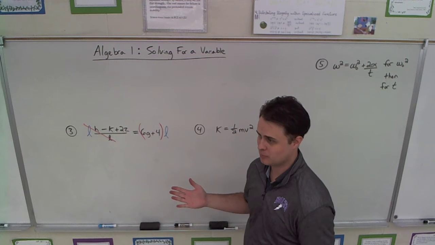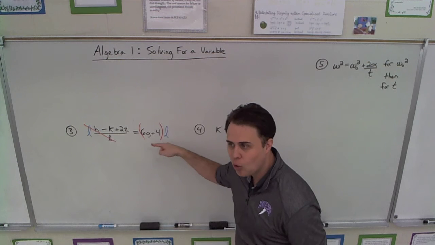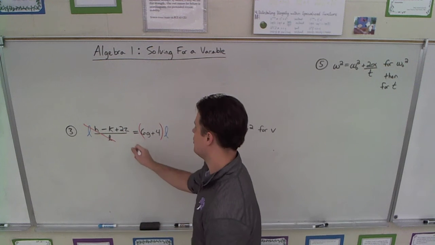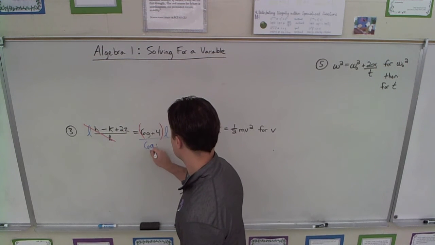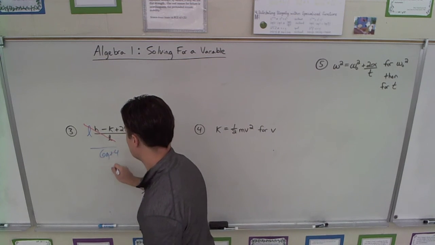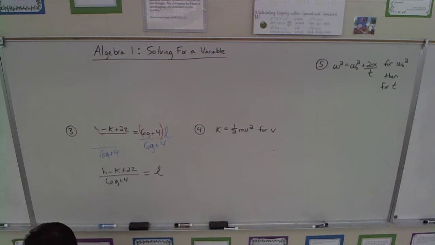Get what by itself? L. What's in the way? This whole quantity is in the way. And what's it doing to L? It's not adding, it's not subtracting, it's multiplying. So you divide by that whole piece on both sides. Do it on one side, you do it on the other side. I've gotten pretty sloppy here, so I'll write down what I have left, because remember, these canceled out. So it's h minus k plus 2z divided by the quantity 6g plus 4 equals L.